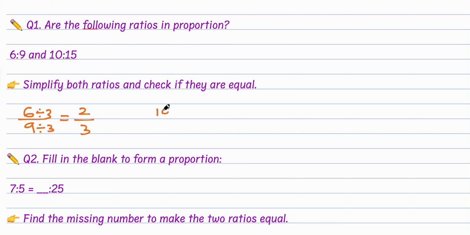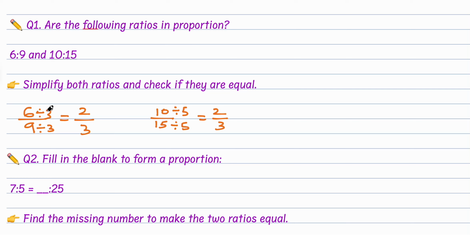And another one is 10 over 15. 5 is the common factor, so I can divide by 5 on both sides. This will also be 2 by 3. So because both the ratios are 2 by 3, that means they are in proportion.